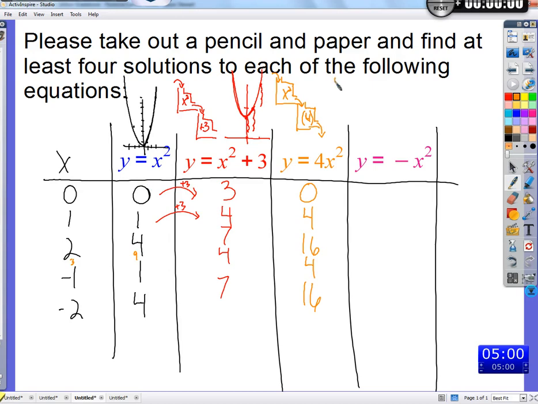If we looked at the graph, 0, 0 still. 1, comma, 4. 2, comma, 16. And we connect those points. So how is multiplying by 4 changing the graph? Makes this narrower. Well, okay. I'm going to go with steeper. I'm going to prefer steeper over narrower.